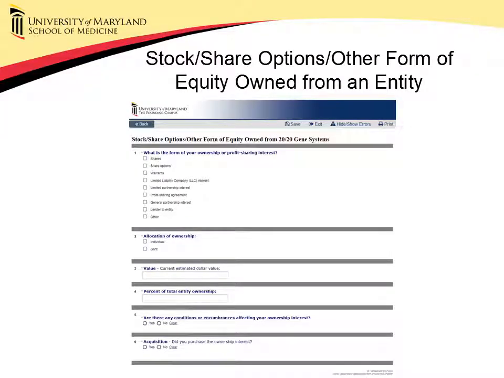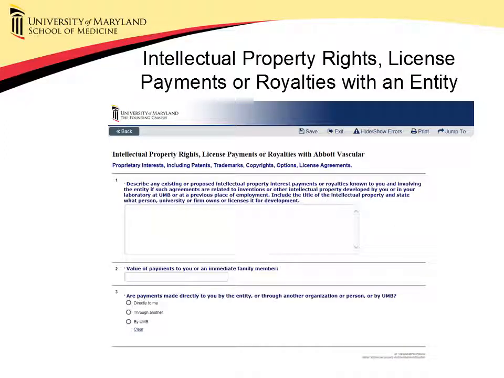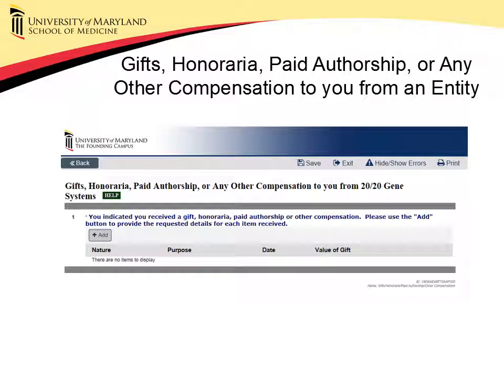If you selected stock, share options, other form of equity owned from an entity on the General Information page, please complete this section. If you selected intellectual property rights, license payments, or royalties on the General Information page, complete this section. If you selected gifts, honoraria, paid authorship, or any other compensation on the General Information page, complete this section.